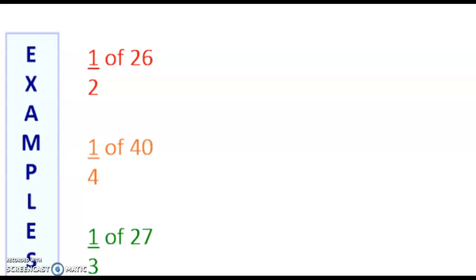On the screen you should see my 3 examples. The first one should be the easiest and it is half of 26. Half is a nice easy fraction to work out because half means I just split it into 2 equal groups. If I want to split 26 into 2 equal groups, I can do that by doing the division 26 divided by 2.